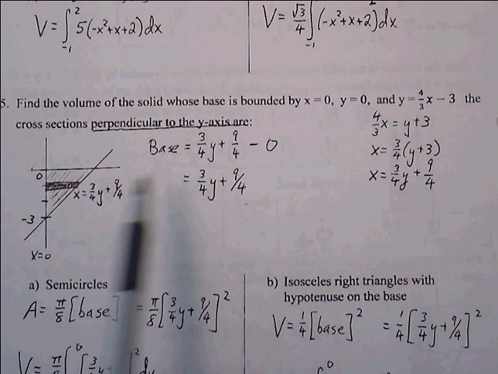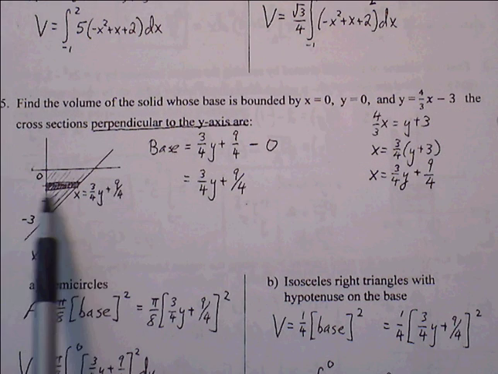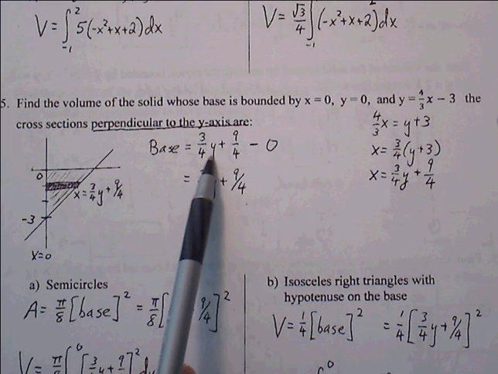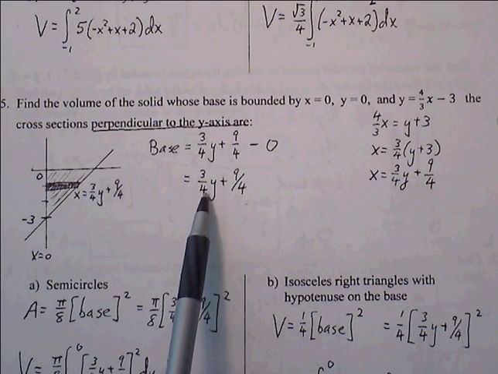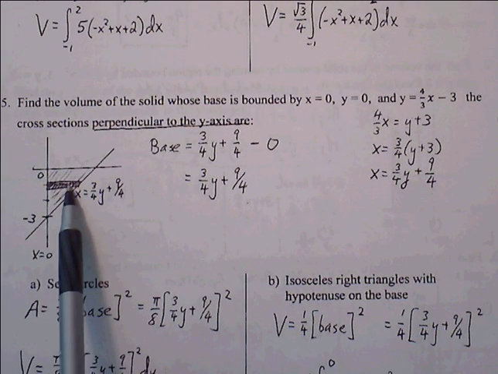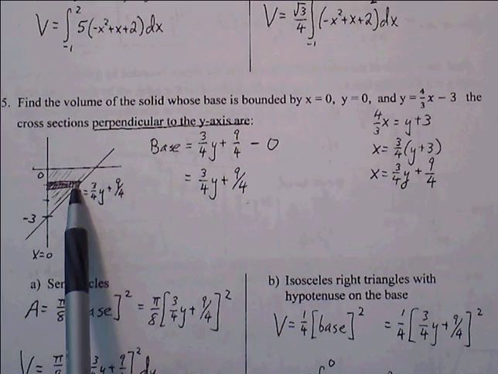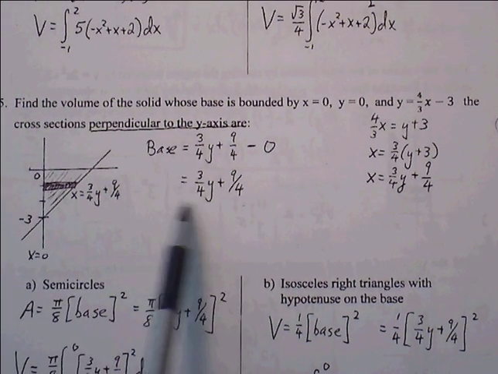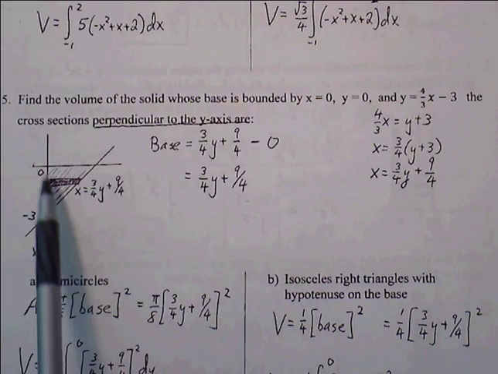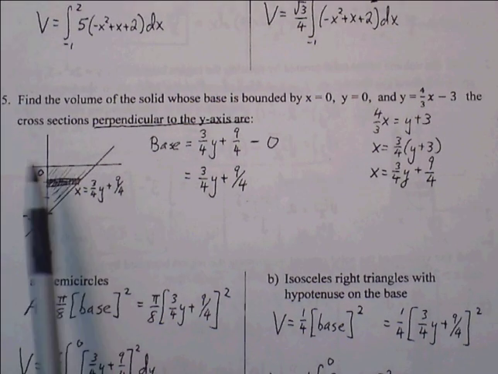So this is the equation that represents the right graph. The left graph is 0. So 3/4 y plus 9/4 minus 0 is 3/4 y plus 9/4. This is the representative base. And then the bounds go from the lowest y value to the highest y value, since everything's in terms of y. The lowest y value is -3. The highest y value of the shaded region is 0.